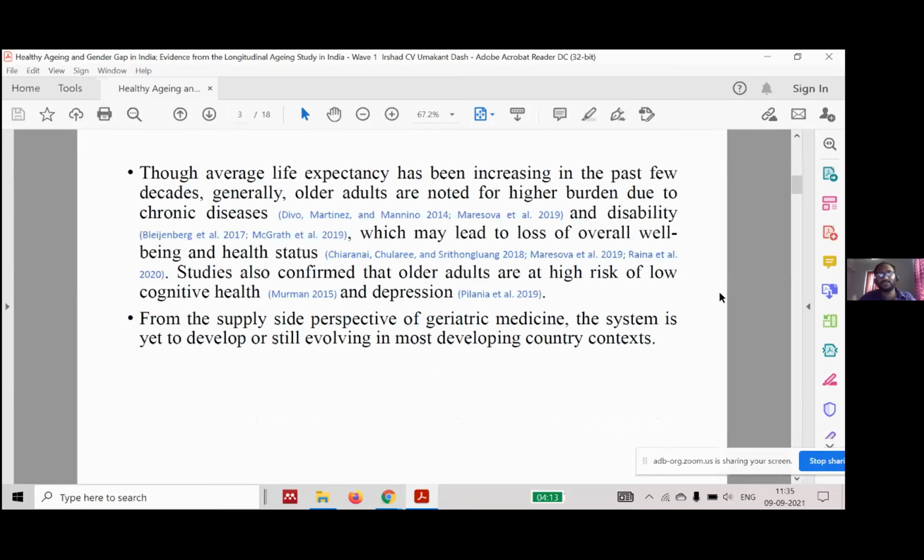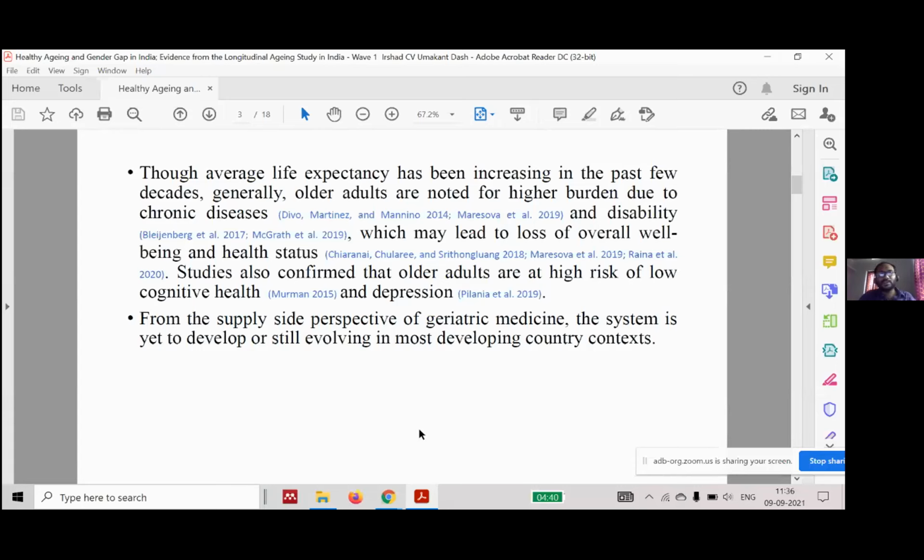We also know that life expectancy is increasing in all the countries, but at the same time we now have more forms of chronic diseases. The point is that we have improved survival, but at the same time we have more health risks. So we have to focus on increasing the healthy years of life. And we know that in most developing countries, we have a lot of issues with geriatric medicine, because these are all very evolving concepts in most low and middle income countries.